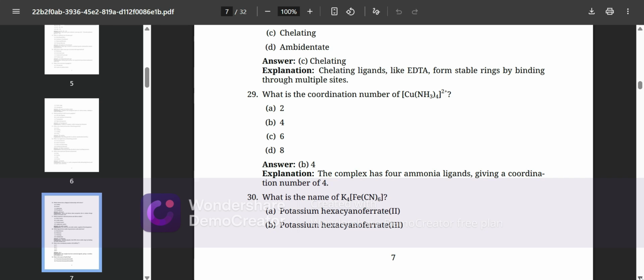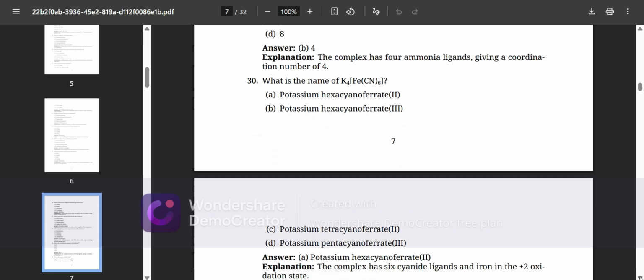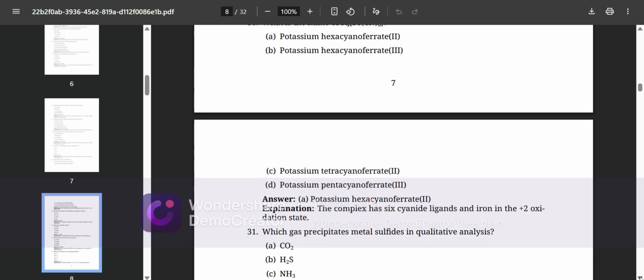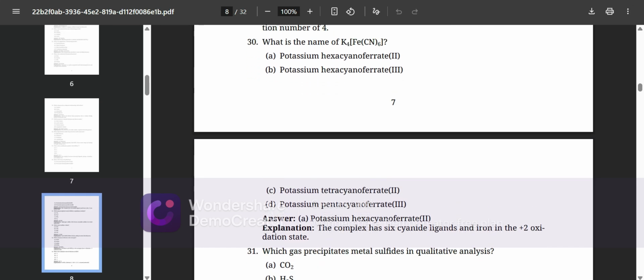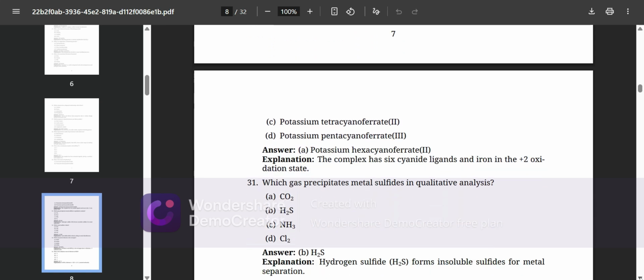What is the coordination number of [Co(NH3)4]2+? The complex has 4 ammonia ligands, giving a coordination number of 4. What is the name of K4[Fe(CN)6]? Potassium hexacyanoferrate(II). The complex has 6 cyanide ligands and iron in the +2 oxidation state.